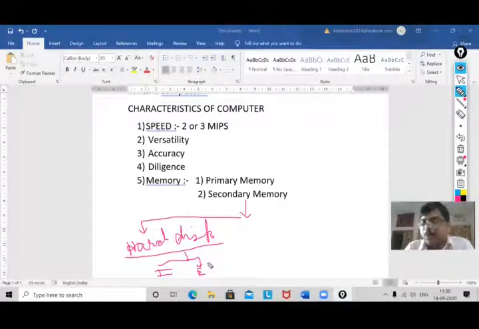Like I'm having the laptop. Laptop is having the internal hard disk. If suppose I have saved the data and now I have to carry the data, what I will do? I will take out the hard disk and then I will carry? Never. Even if you have the hard disk in your desktop and you want to carry your data, never do you have to carry your hard disk. In that case, you will go for external hard disk.